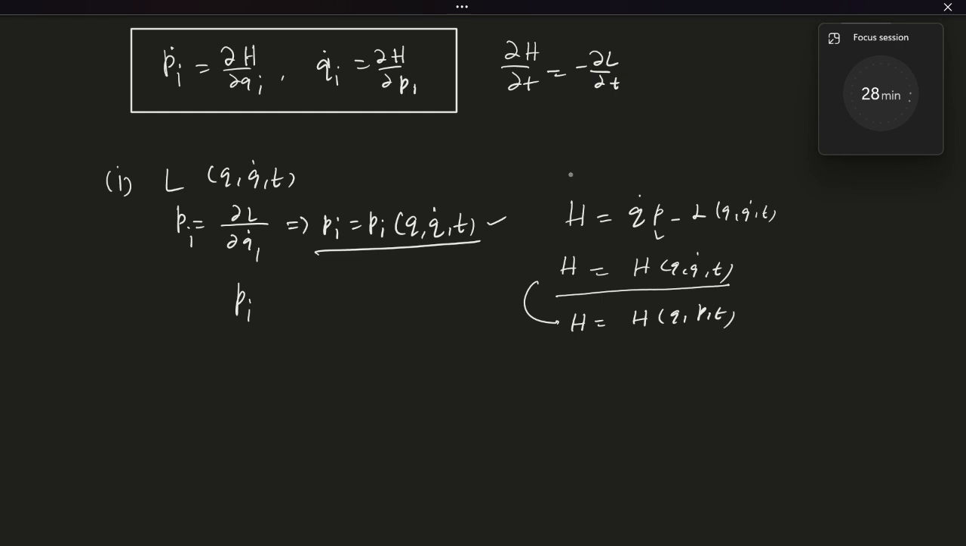You already have the relationship that p is a function of q, q̇ and time t. If somehow you can invert this relationship and get q̇ as a function of q, p, and t, then your problem is solved. After that, if you put q̇ as a function of q, p, and t, you'll get the Hamiltonian as a function of q, p, t.